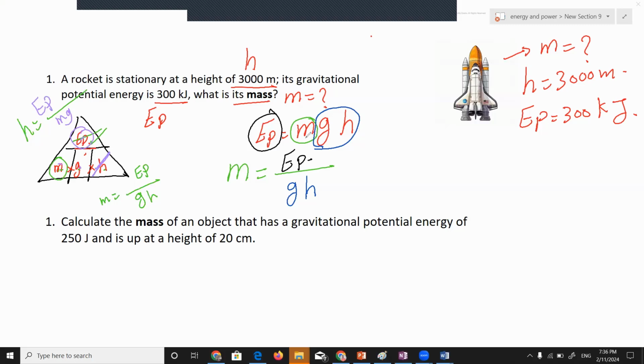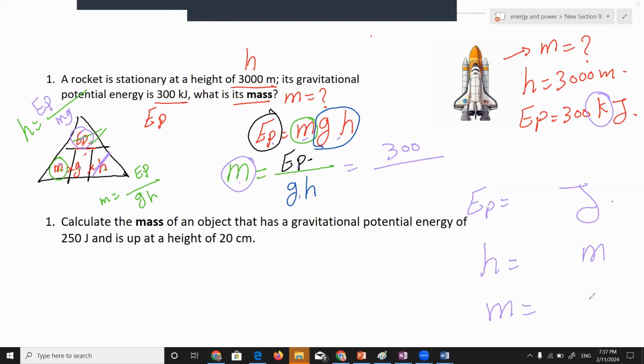So I ask about the mass, so I put the mass on this side to be the subject, then make a fraction. Anything with the mass, I put down. Anything on the other side, put it up. By this way, very simple. Then the gravitational potential energy is 300 kilojoule. Remember, gravitational potential energy is measured in joule, not kilojoule. Height is measured in meters, not centimeters, not kilometers.